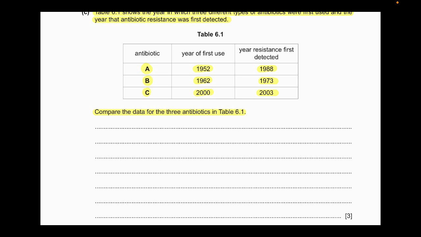So as we can see, the resistance to antibiotic A took the longest amount of time, from 1950 to 1988. It's more like 36 years or so. But as new antibiotics were invented, like B and C, we can see the development of resistance was much faster. So the resistance to antibiotic C took the least amount of time to be detected, only 3 years. Resistance to antibiotic B was the first to be detected, in 1973. And the newer the antibiotic, we can say the quicker the resistance is developing.